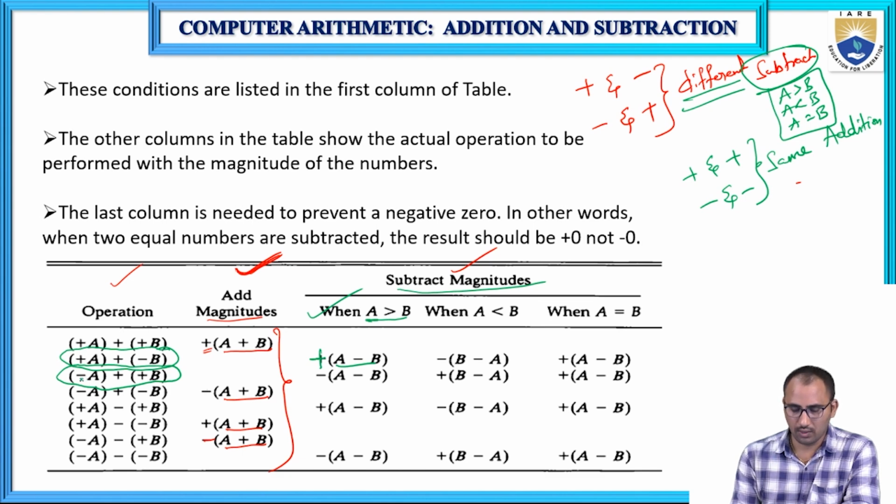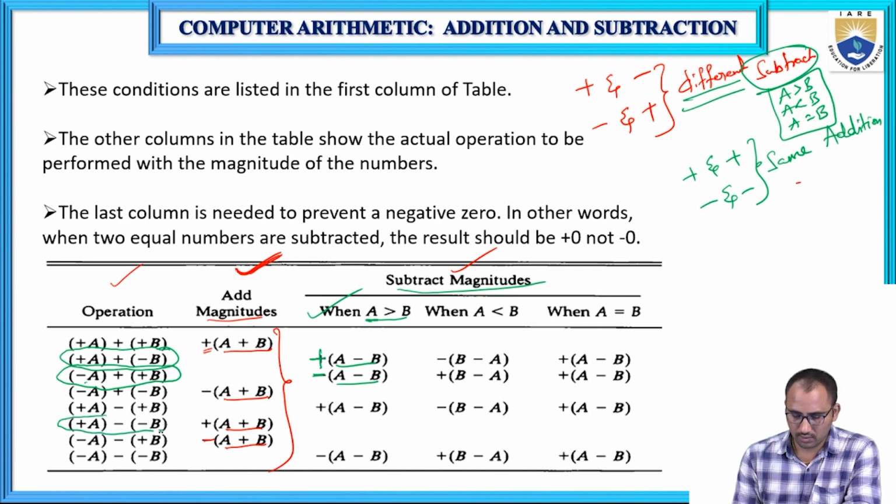number. Okay, what is the larger number? A is greater here. So that's why I have taken the sign of the larger number and I have subtracted their magnitudes. Okay. And next one, where the signs are different.